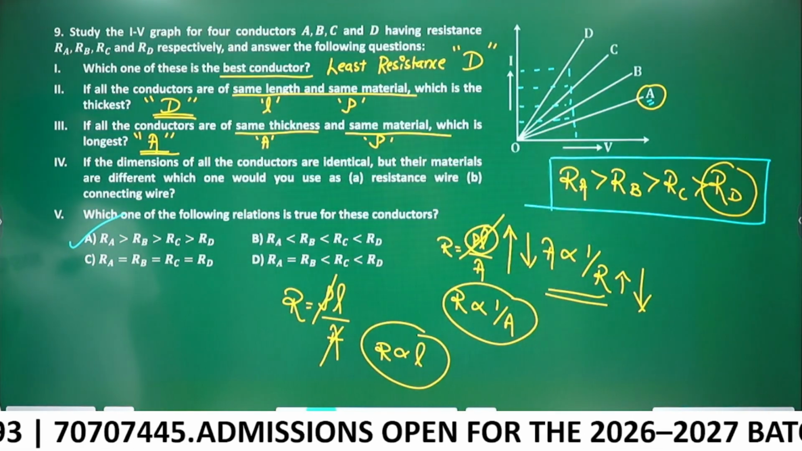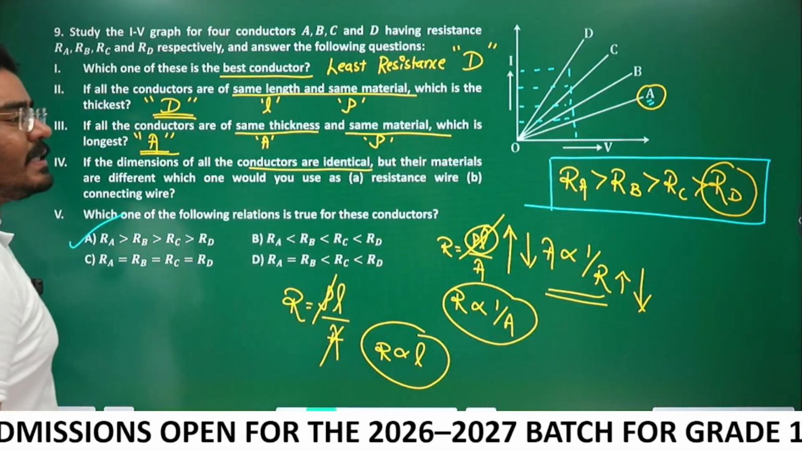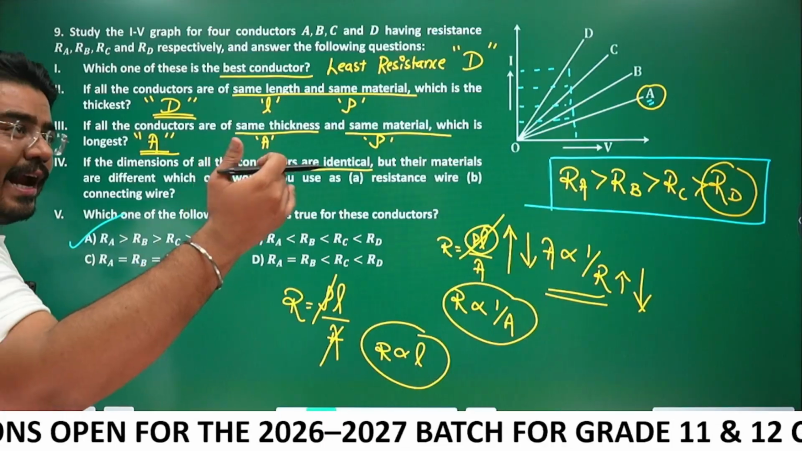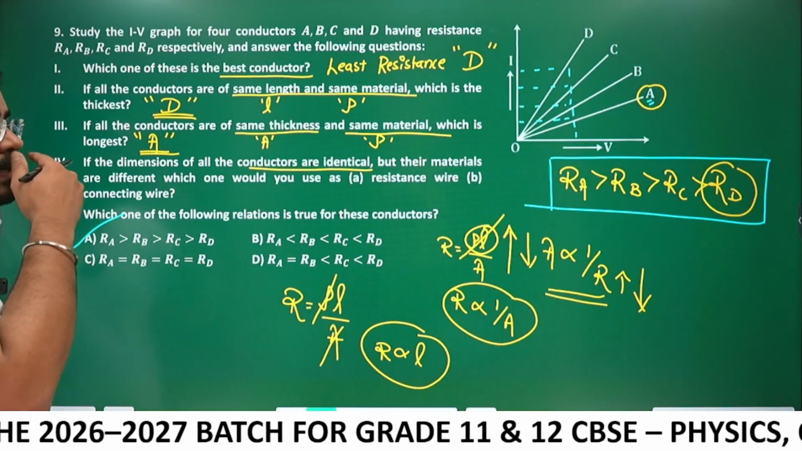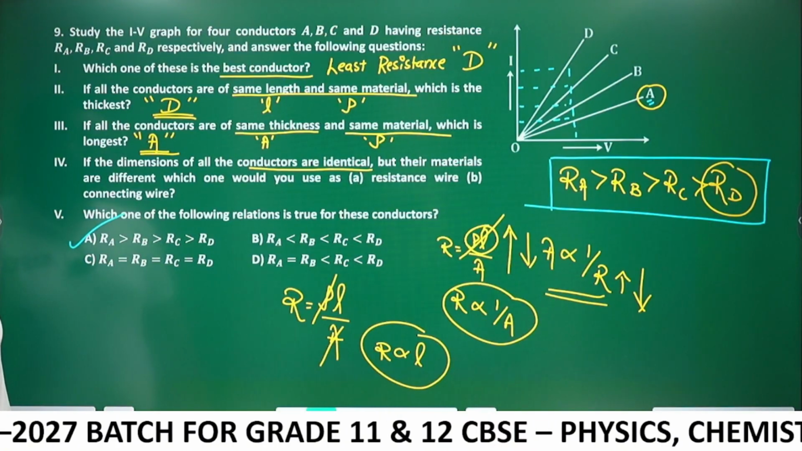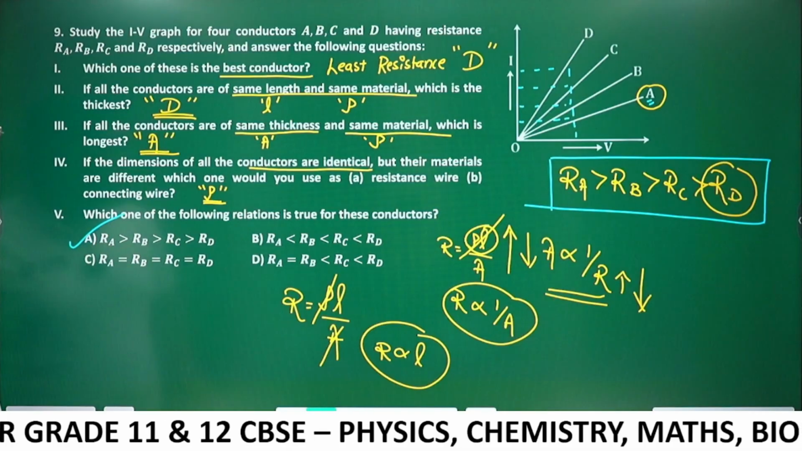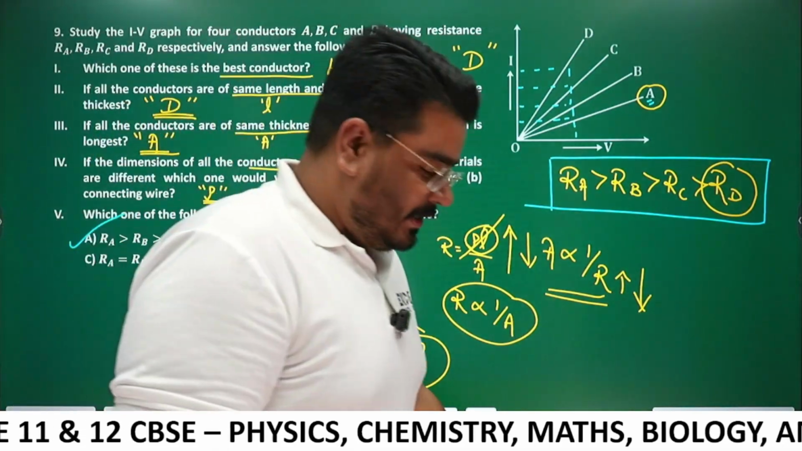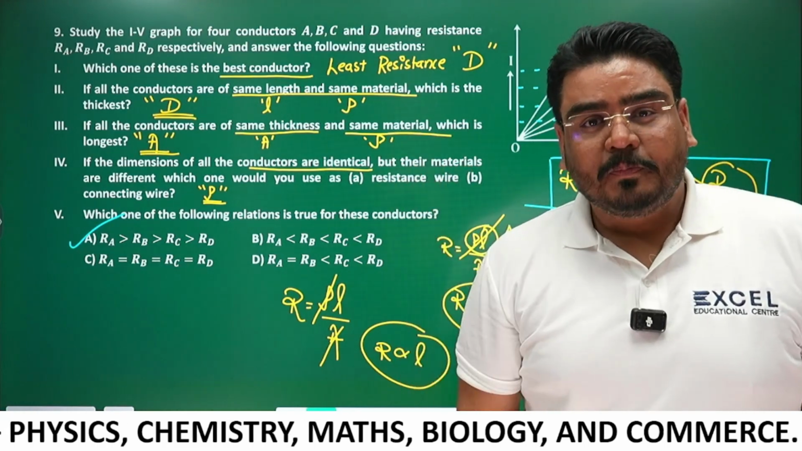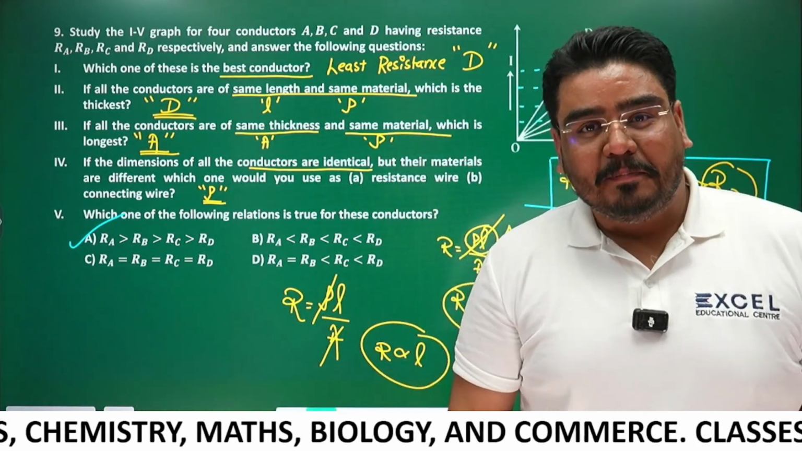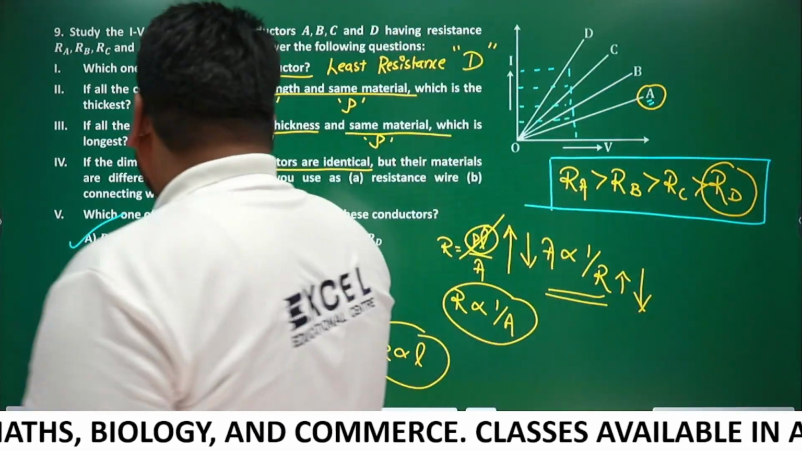If the dimensions of all the conductors are identical, oh, dimensions, sir, area and length also. Yes, area and length both are the same, but their materials are different. Oh, material, resistivity, sir, resistivity is what they are talking about. Yes, if you identify that in the first reading, I'm telling you, you are on the right path. Believe me on that. Right? Sir, resistivity is basically different.